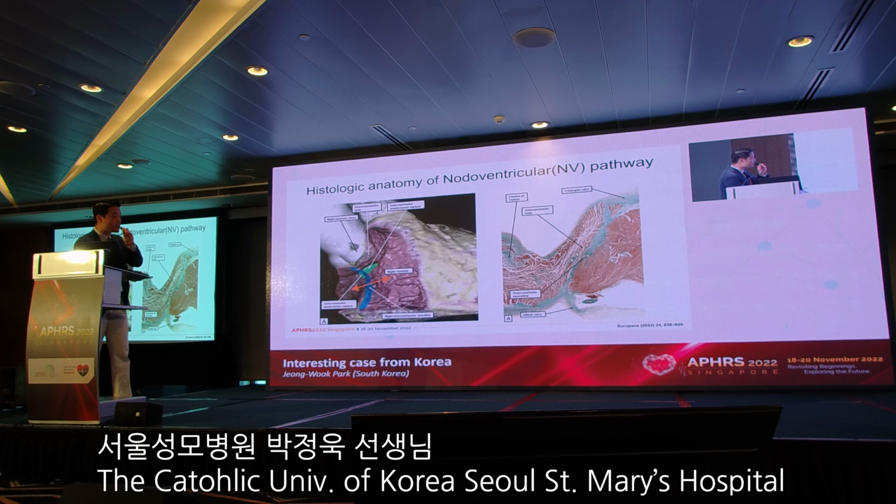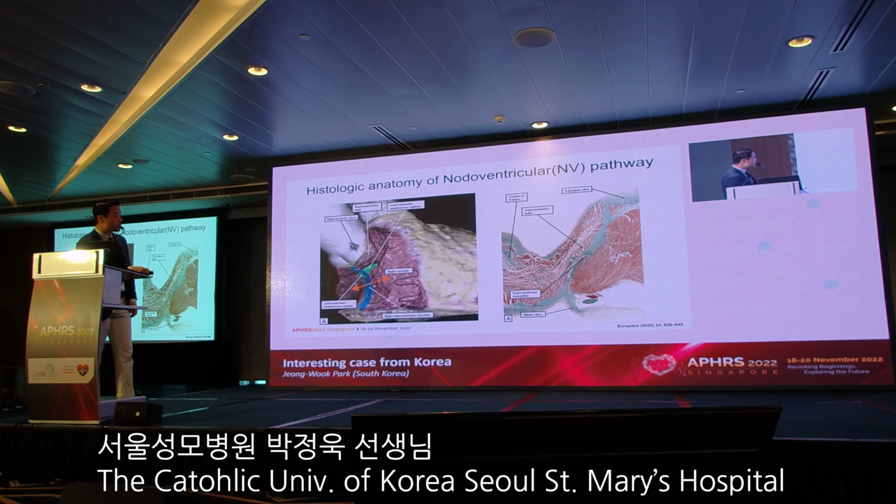Neuroventricular pathway is a type of atypical bypass tract which connects the AV node and ventricular myocardium directly. Here is the histologic anatomy of the neuroventricular pathway. This shows a cross-section of the AV nodal level. Here is the atrial septum and ventricular septum, and this is a compact AV node that is located under the membranous septum, which penetrates the His bundle.